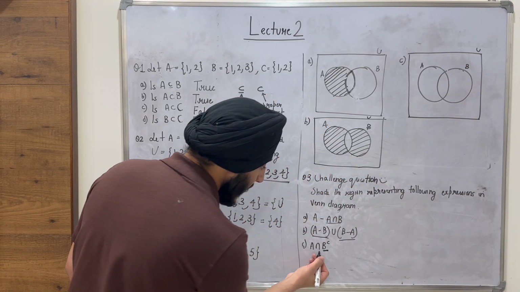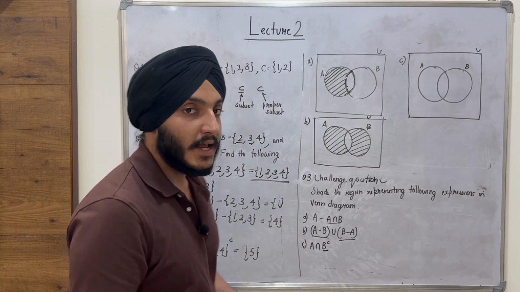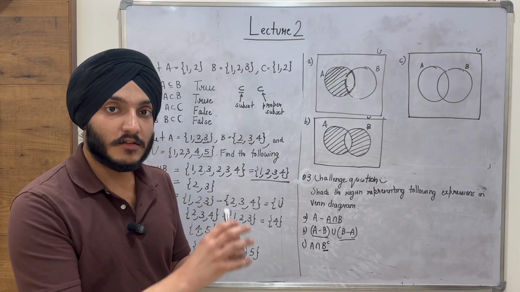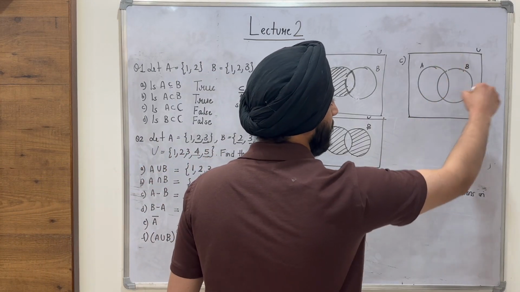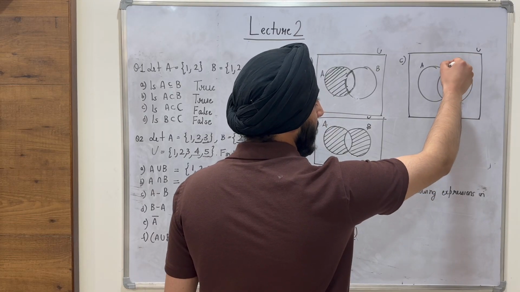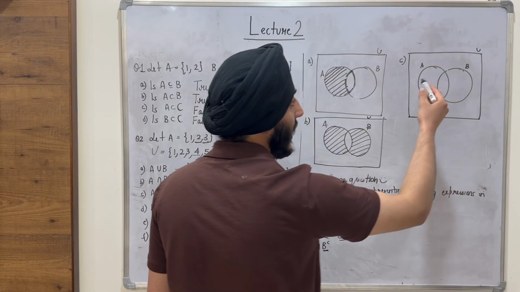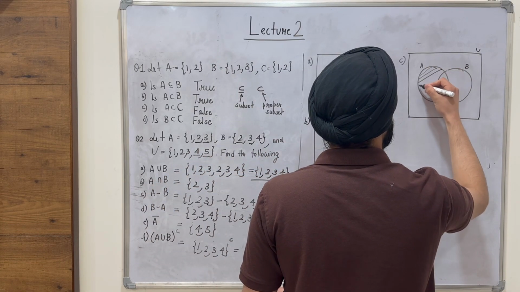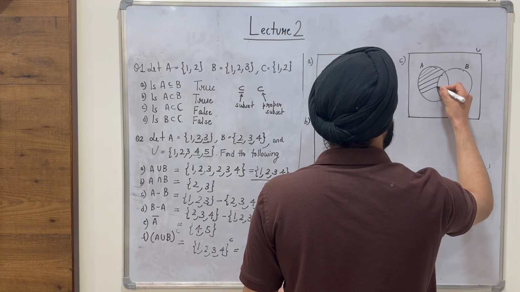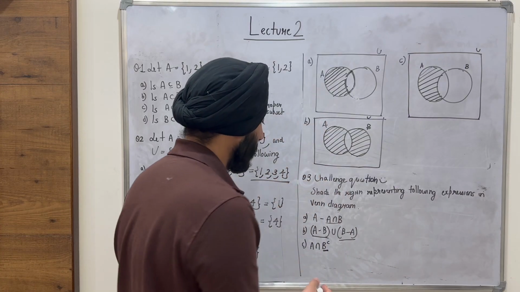Now I'm supposed to take the intersection with the set A. Now, when I take the intersection, it means the common elements. So if you think about it, this entire region and common with what is A, right? I'm going to be left with simply this region over here. And this is going to be the answer to question number 3, right?